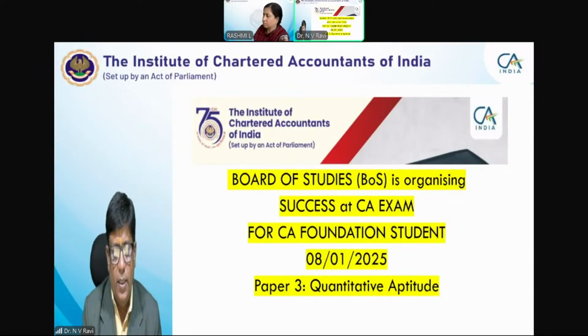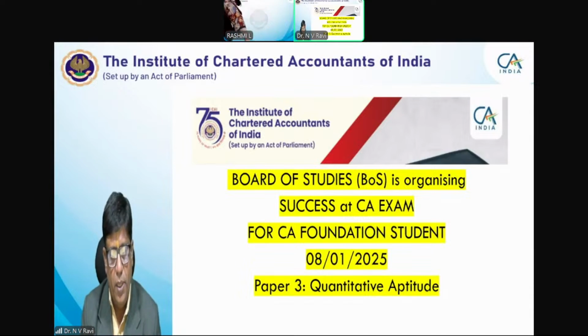Success at CA exam for CA Foundation students for Paper 3 Quantitative Aptitude. This is organized by the BoS Studies for the Foundation students for Success at CA exam for the Foundation Paper 3 CA Foundation course for the upcoming January examination. Myself, Dr. N.V. Ravi, Faculty, Board of Studies, along with CA Rashmi Lonikar.